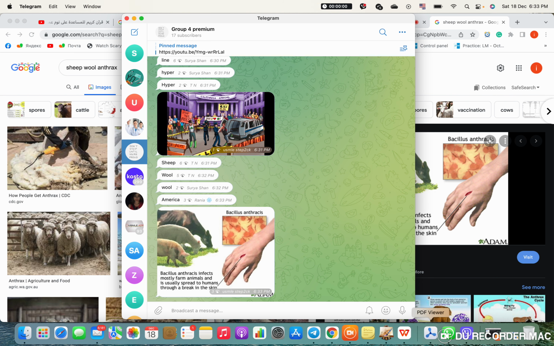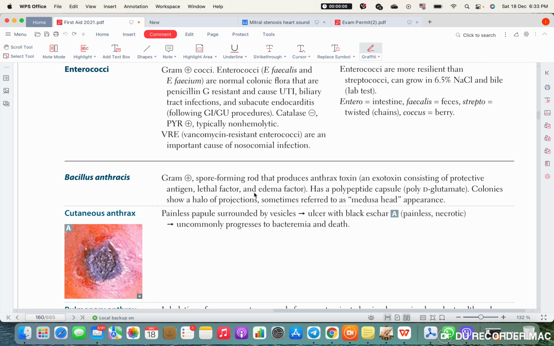The next thing we are going to speak about is the following. So we studied Bacillus anthracis. First of all, we know that it's a gram-positive. We saw that in Sketchy. It's a spore-forming rod that produces anthrax toxin. Okay, this anthrax toxin, actually, it's not one toxin. It's a couple of toxins. It has the following subtypes.